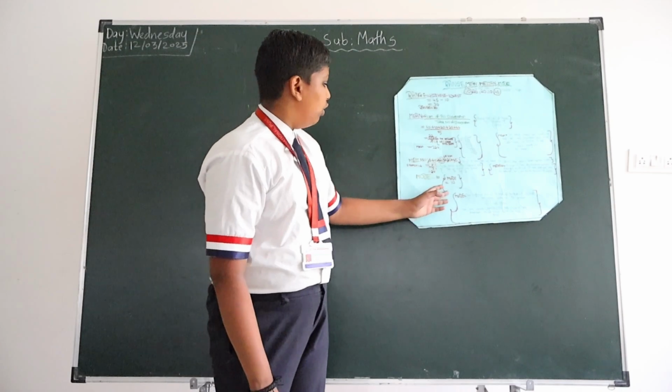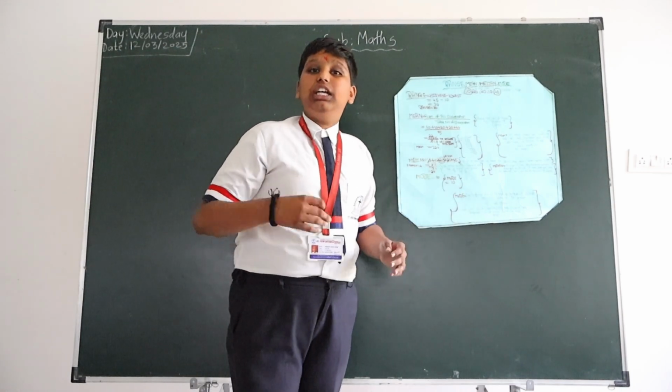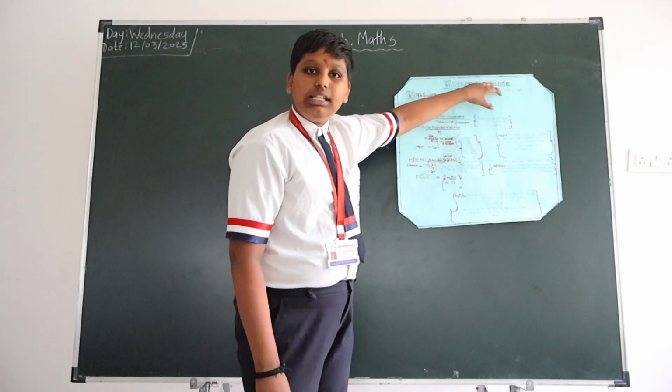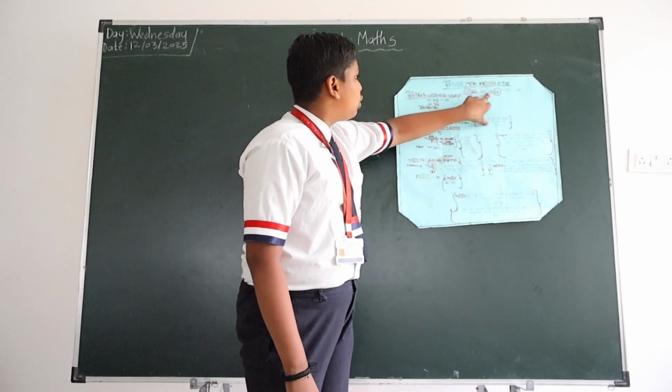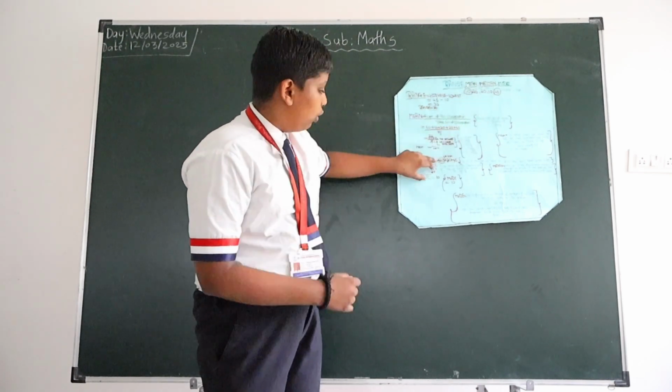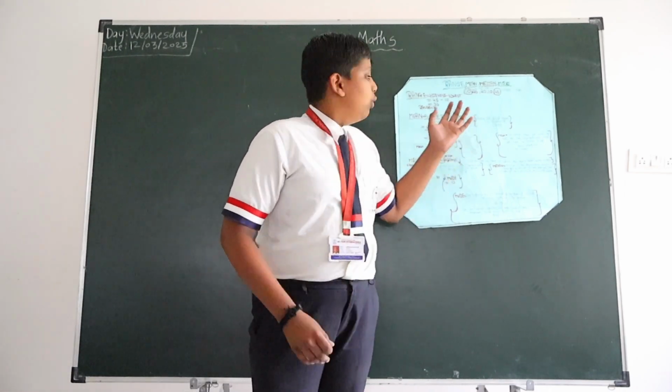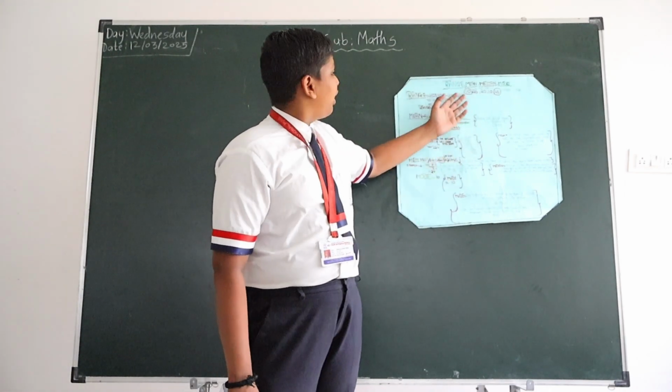Next up we have mode. Mode is nothing but the number with the highest frequency of occurrence in the data. So as you can see here, 10 has occurred 2 times. So that is our mode. So basically our mode is 10. And today we have learned about mean, median, mode and range.